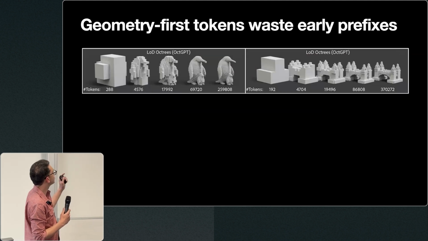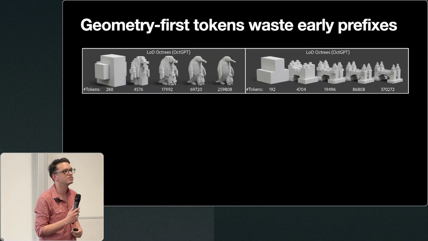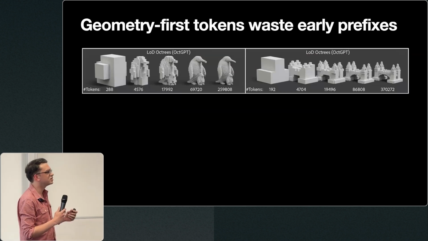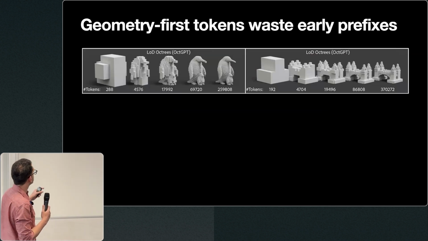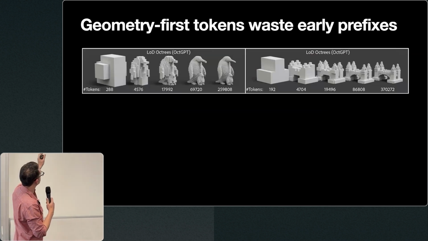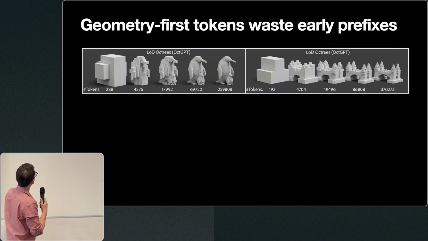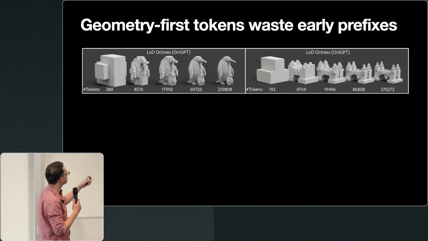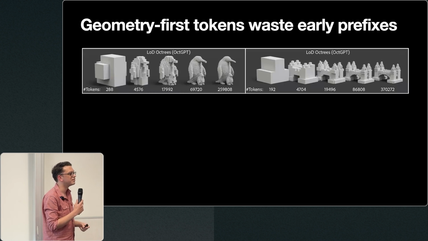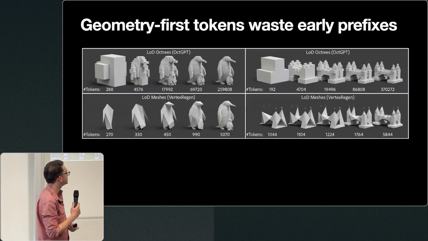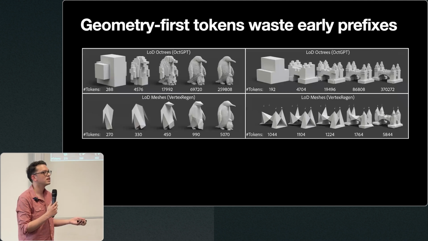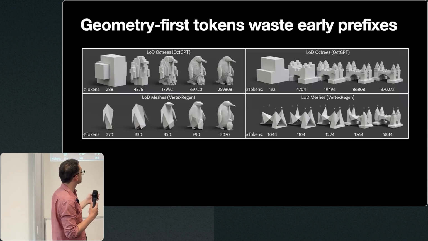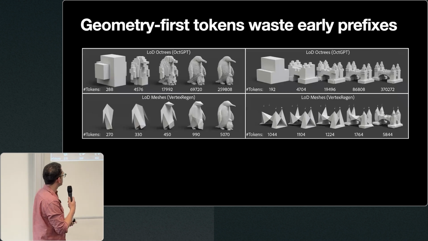Most of these AR models, which are autoregressive models, which are your LLMs, generate things token by token. And this creates a problem, right? For example, when you want to do this with OGGPT, which is a popular model, it takes almost 250K tokens to generate a very simple penguin, or in the case of London Bridge, it's 370K. This is similar with another popular one called Vertex Regen. It's essentially doing this because every single triangle occupies one token, right?